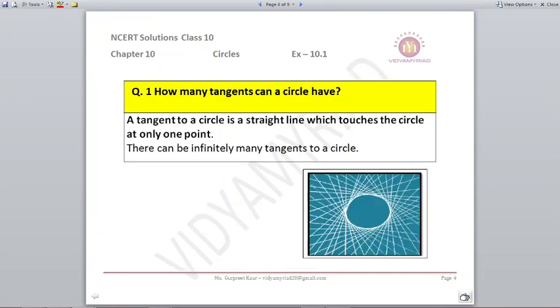Question number 1. How many tangents can a circle have? Now what is a tangent? We have just studied above that a tangent is a straight line which will touch the circle at only one point. But we can draw infinite tangents to a circle. Why? There are infinite points on a circle which make up the circle. So we can draw infinitely many tangents to a circle.